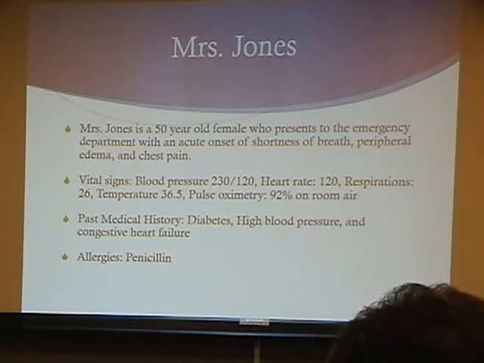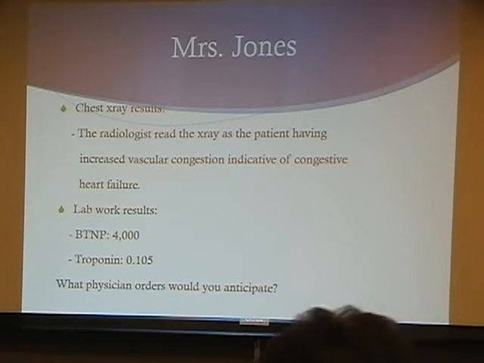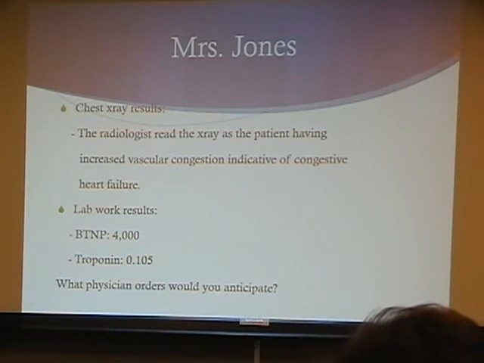So Mrs. Jones has all that stuff done, and these are some of her results. She's having increased vascular congestion, which does indicate the congestive heart failure. Lab work, BNP of 4,000 and troponin of 0.105. So what physician orders would you kind of anticipate? Lasix, cardio consult, nitroglycerin drip, Foley insertion because you want to measure that I&O, and admission to you guys. So that's where that would come in.